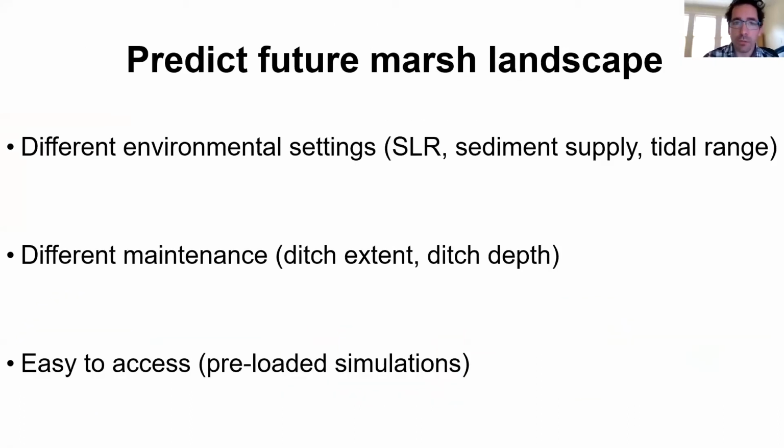So the purpose of this model is to make predictions of marsh landscape, mostly marsh elevation, as spatially distributed. So not just one point, but the 2D marsh as a function of parameters like sea level rise, sediment supply, and tidal range. And importantly, as a function of maintenance. And what I focus on here is the extent of ditches that are maintained.